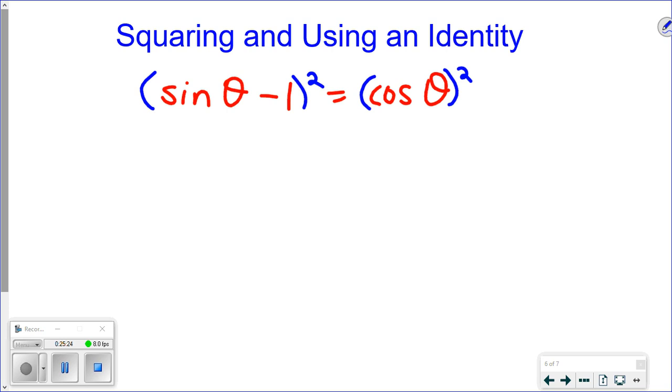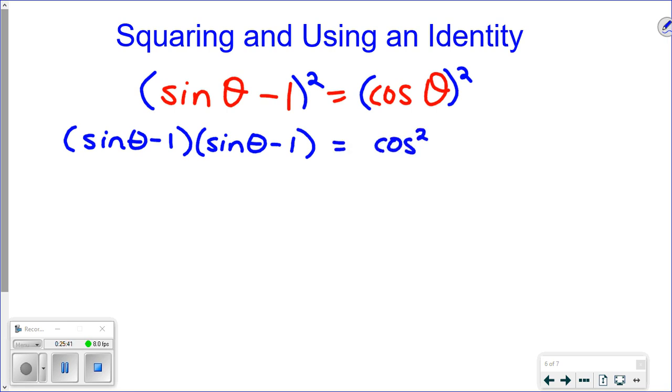All right, now, so sine theta minus 1 squared. Remember, that means sine theta minus 1 times itself. You cannot just square each term, you have to FOIL it out. And then we'll just equal that to cosine squared theta. All right, so if we FOIL this out, first outer inner last, we'll get sine squared theta minus 2 times sine theta plus 1 equals cosine squared theta.